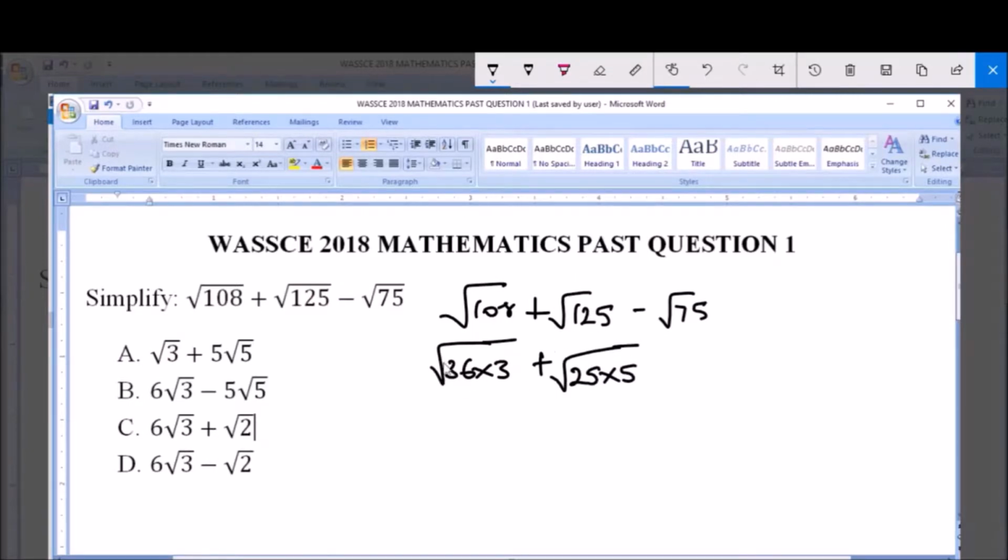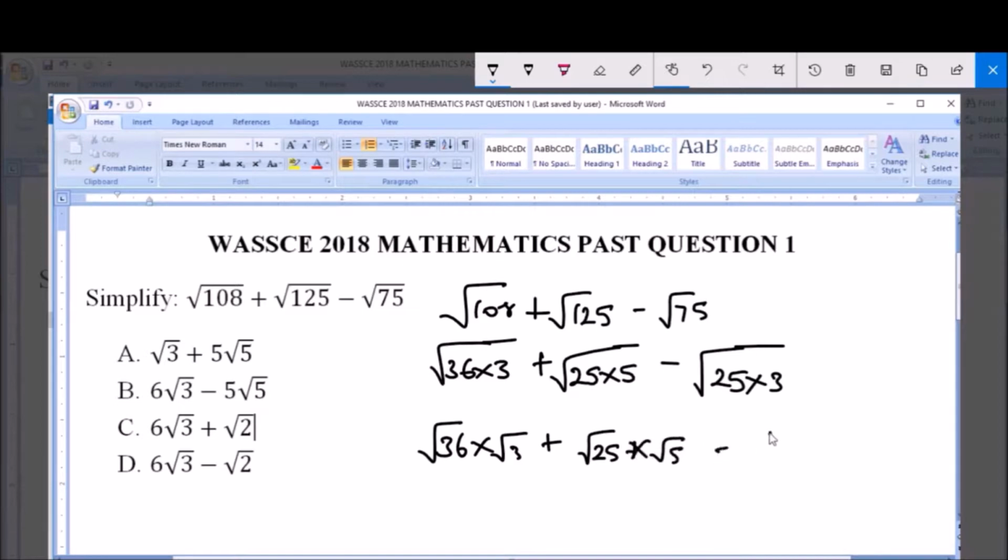If you look at 36 here, 36 is a perfect square. Likewise 25 is a perfect square. Also the same thing will apply for 75. 75 now will be 25 multiplied by 3. Now this 25 here is a perfect square. We can now see that this is equal to root 36 multiplied by root 3 plus root 25 multiplied by root 5 minus root 25 multiplied by root 3.